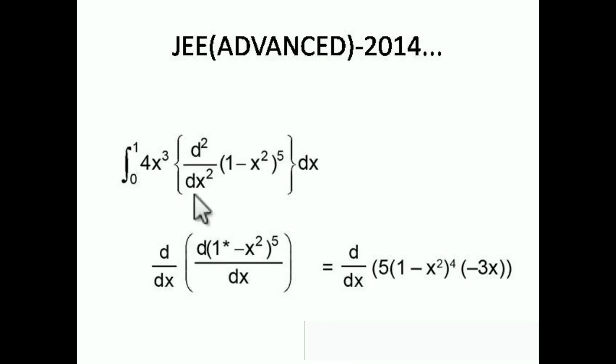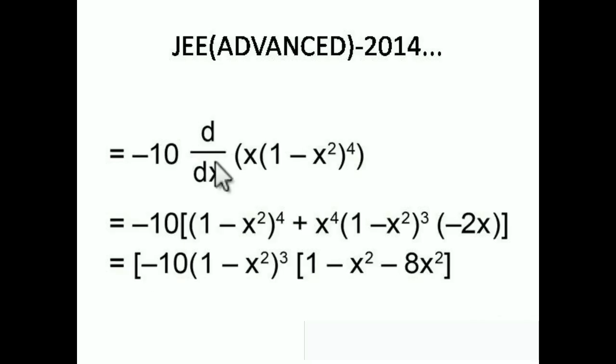Now first, d2 by dx can be written as d by dx of d by dx of (1 minus x square) raised to 5. So this becomes 5 (1 minus x square) raised to 4 into the differentiation of 1 minus x square, that is minus 2x. It's not 3, it's 2. So we have minus 2x here. 5 and minus 2, that is minus 10. Minus 10 goes outside, so it becomes minus 10 d by dx of x (1 minus x square) raised to 4.